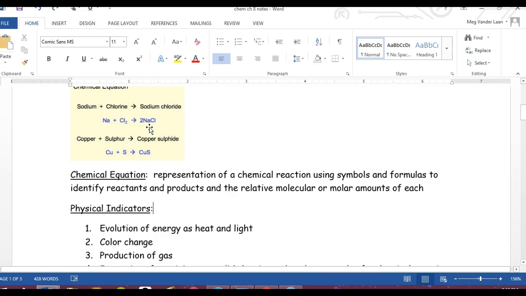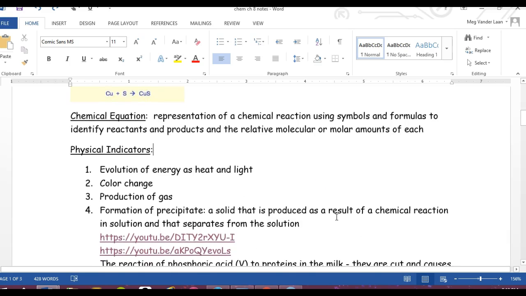Remember the molar law we can use. The equivalent of 1 mole would equal what it is in atoms. So we can say 1 mole of sodium plus 1 mole of chlorine would make 2 moles of sodium chloride. Same here, 1 mole plus 1 mole would make 1 mole. And those are two balanced equations.